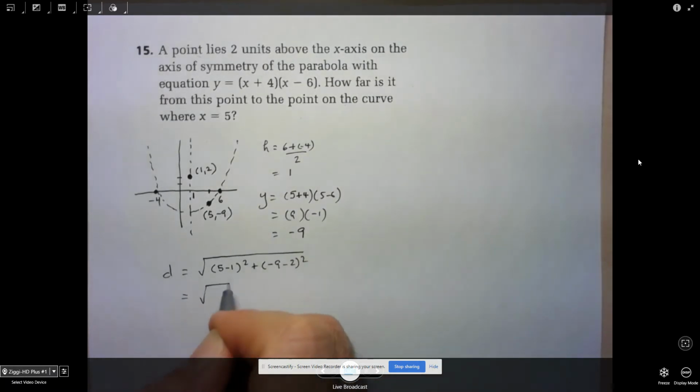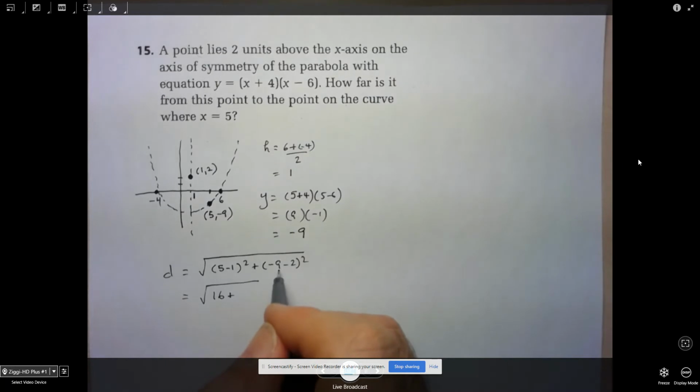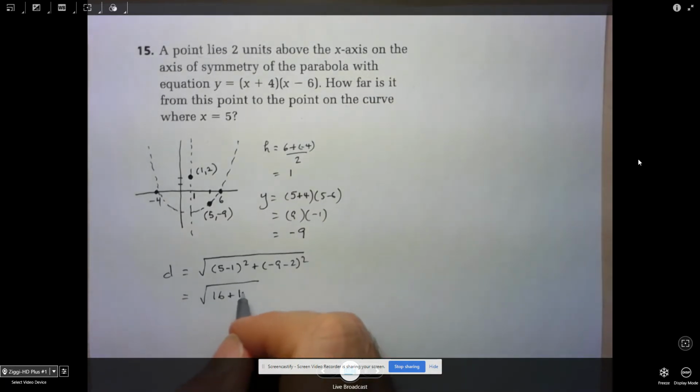And so let's calculate this here. 5 minus 1 is 4, squared is 16, plus -9 minus 2 is -11, all squared is 121. And so here, what do we have? 121 plus 16 is 137. Okay. And so there's my answer, the square root of 137.